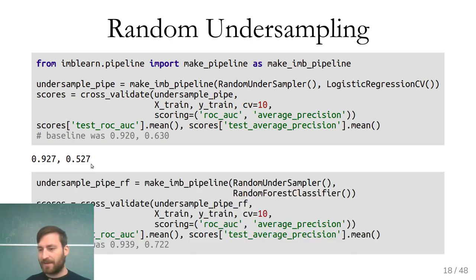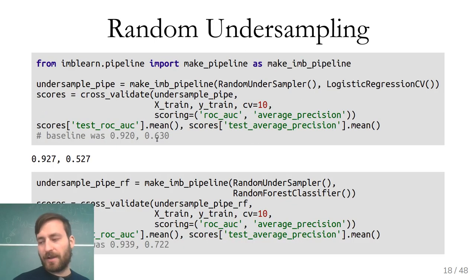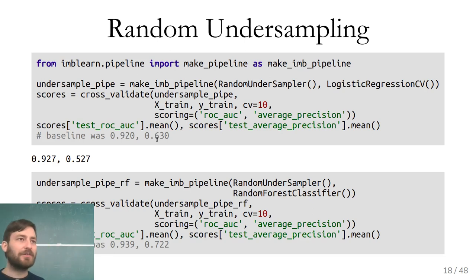Okay, we can do the same thing with the random forest, and we can see quite similarly that the AUC went up and the average precision went down. The average precision is now about at the same level as the average precision of the linear model. So one of the main reasons for doing this is to make training much faster and also not to have to store all the data.